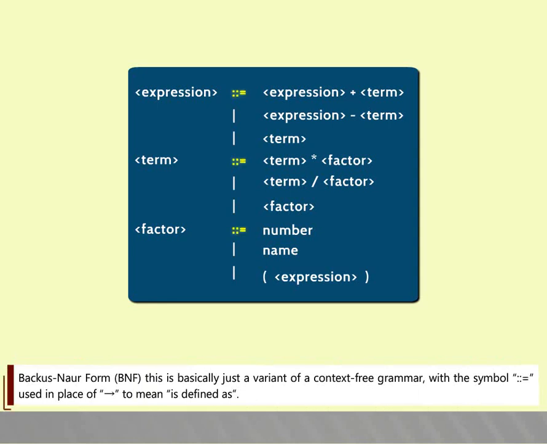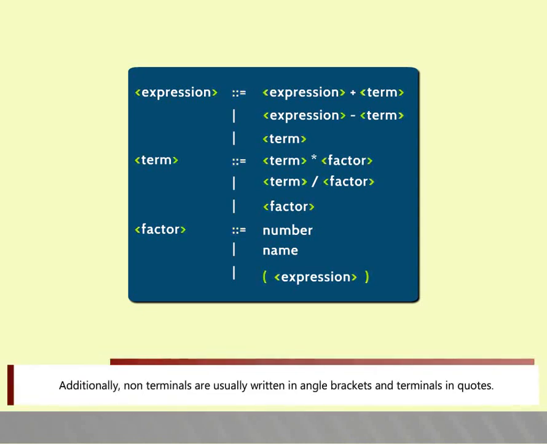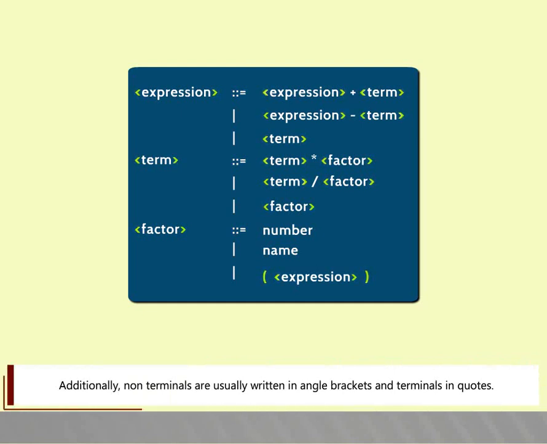This is basically just a variant of a context-free grammar, with the symbol ::= used in place of provides to mean "is defined as". Additionally, non-terminals are usually written in angle brackets and terminals in quotes.